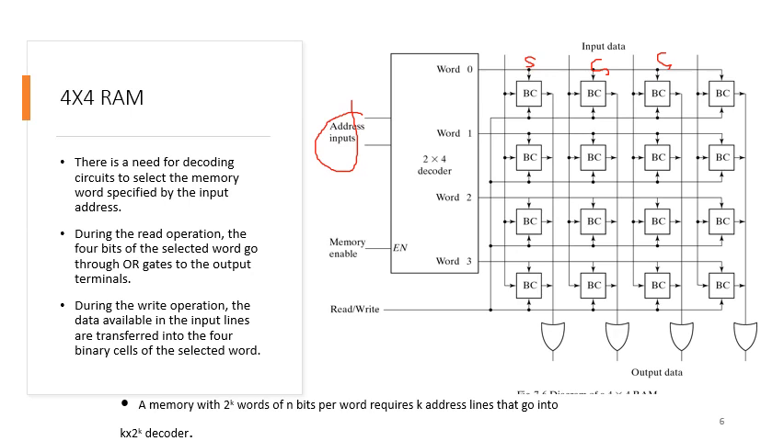So for example, for word 0, these select lines are combined here and connected with the decoder output D0. Whenever we apply address 00 here, this line goes to 1 and all the other lines go to 0. So these are disabled, not selected. Only these 4 cells are selected. In those 4 cells, we can perform either the read operation or the write operation.